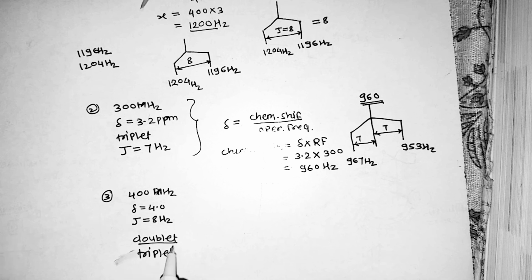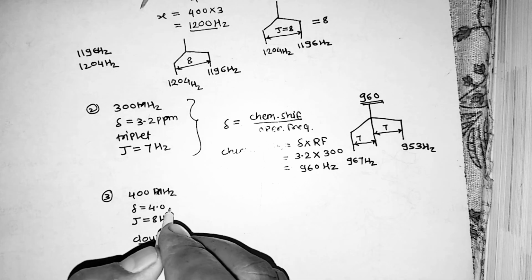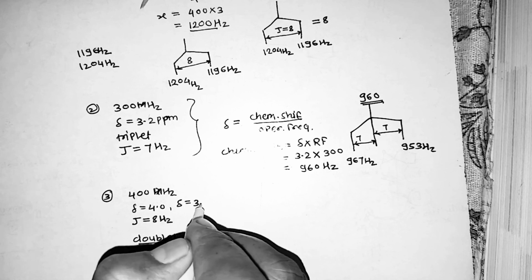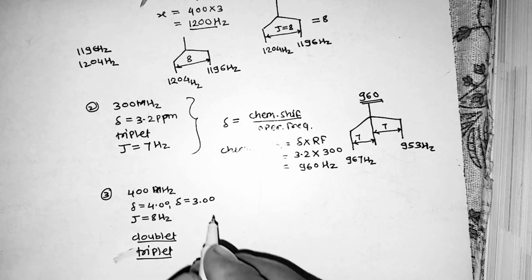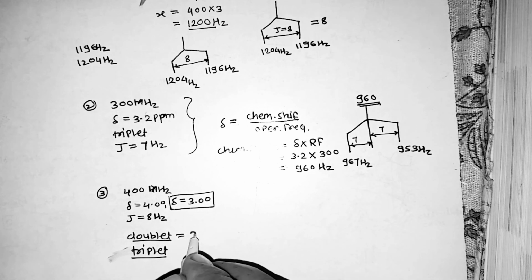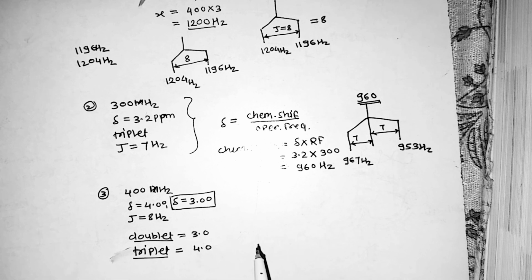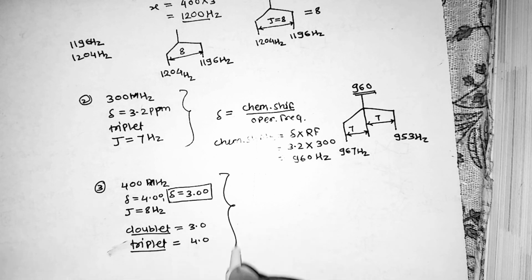If two types of signals are given, one is a doublet and another one is a triplet, then determine the position of the signals. If there are two signals and two delta values given, suppose for the doublet the value of delta is 3 and for the triplet the value of delta is 4.0. Then find out the position of the signals. So it is very simple.